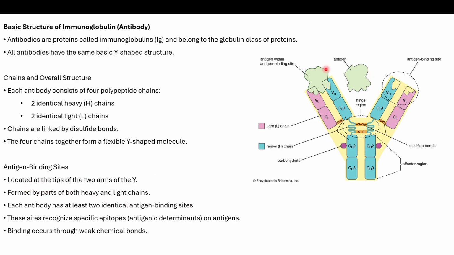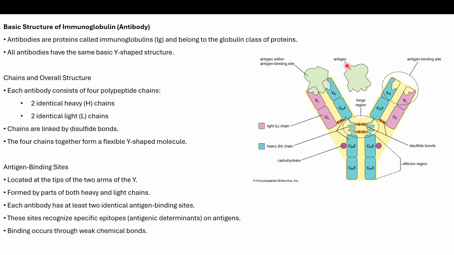Again, the antigen binding site, if you look at it, this is the heavy chain, this is the light chain. So both the heavy and the light chains together make up the antigen binding site. Each antibody has at least 2 identical antigen binding sites, and these sites recognize specific epitopes or antigenic determinants on antigens, right? So we talked about epitopes, which are specific regions on the antigen which get recognized by the antibody.